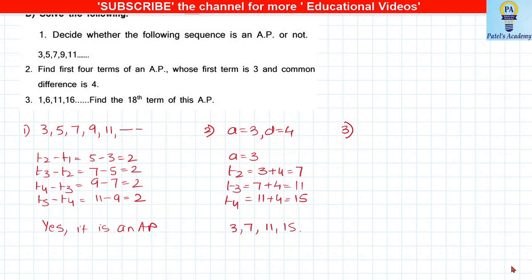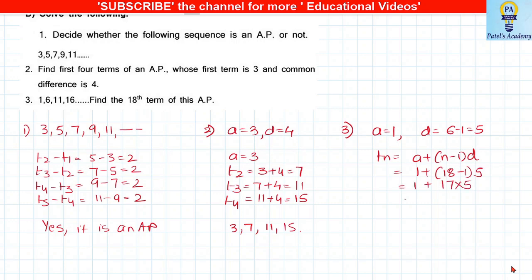Okay, the next is a typical sum. They have given the AP and you have to find out a particular term. Here you have to find out the 18th term. So the first thing we write is a is 1, d is 6 minus 1, that is 5, and we'll use the formula for Tn. Tn equals a plus n minus 1 d, that is 1 plus, we are finding which term? 18th term. So 18 minus 1 into 5, so that is 1 plus 17 into 5.